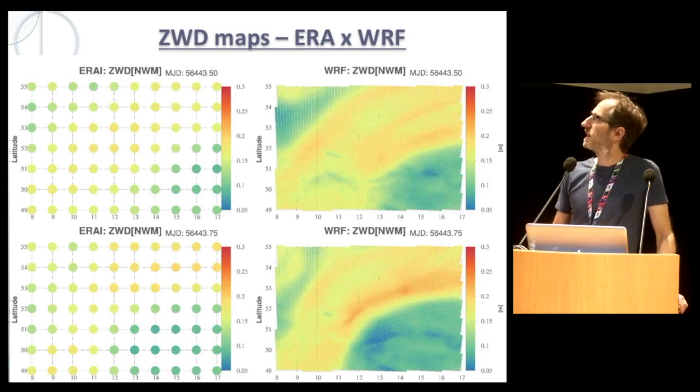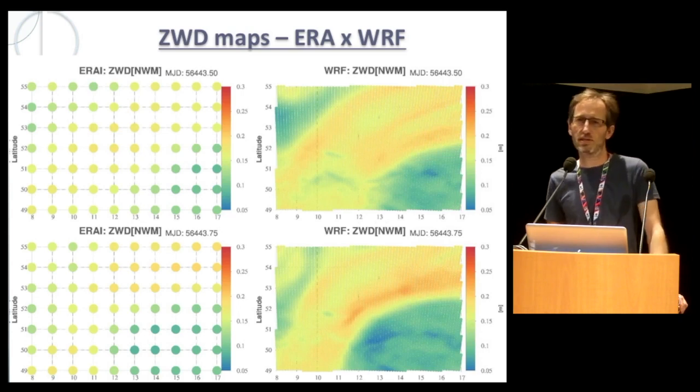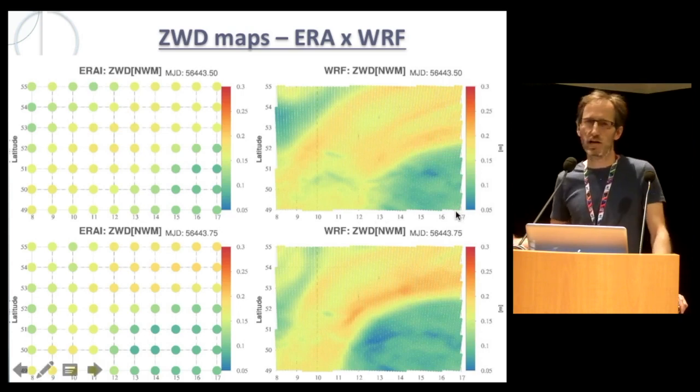So you see the weather, and you see now only the zenith wet delay component, which can reach up to 30 centimeters, for example, in this domain, and it's highly variable in time and space. So this is really the situation where you see a change front going through the domain.